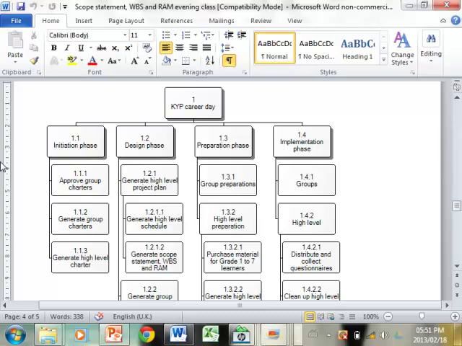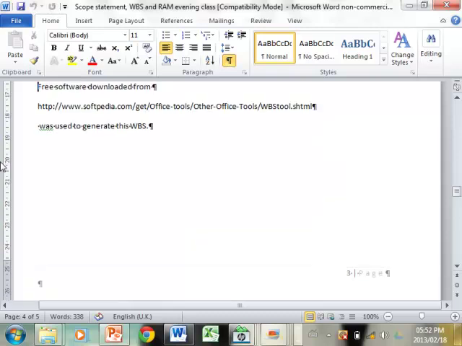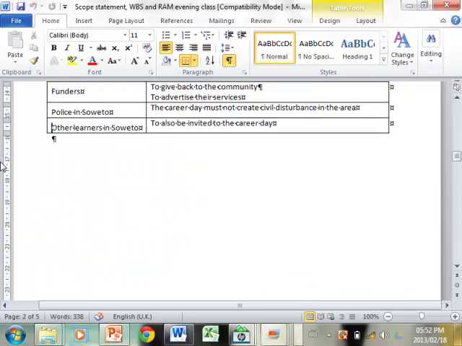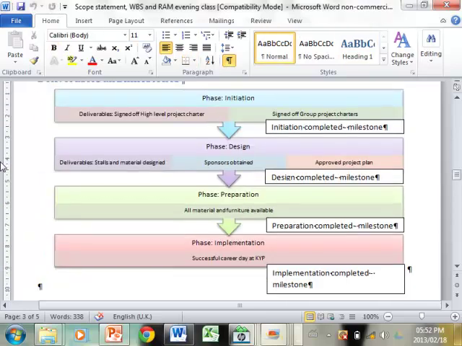The initiation phase, what I said was approve group charters, generate group charters, and generate high-level charters. If we have those three activities, have we completed the initiation phase, do you think? No, the project plan comes in the design phase, remember? The project plan comes here during the design phase. So the initiation phase is just the project charters. Okay.